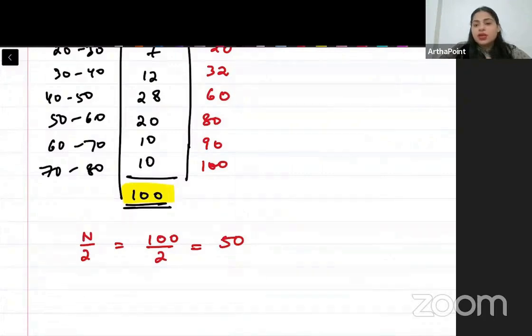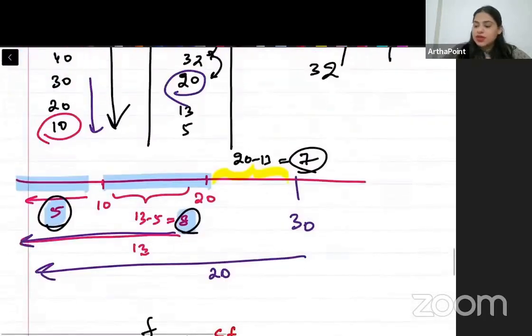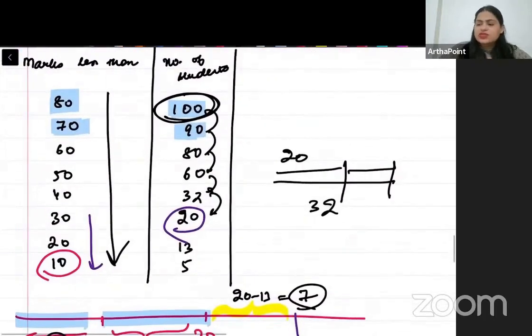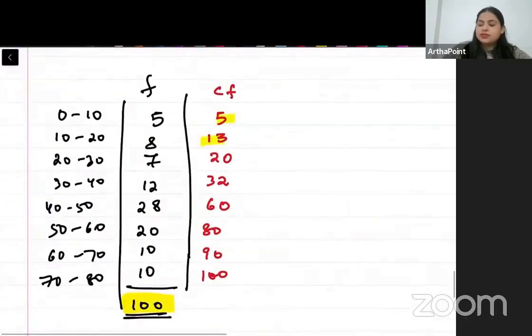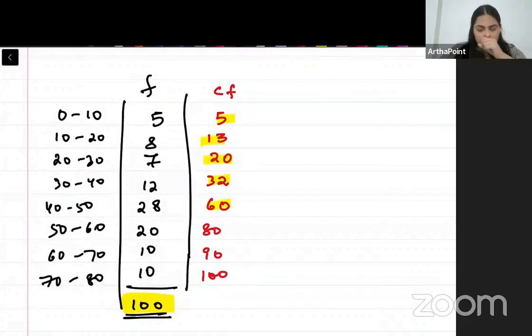Won't the CF be one given above? Yes, beta. That is exactly what the CF is. That is what I've written. 5, 13, 20, 32. This is the CF. Correct. The same thing.